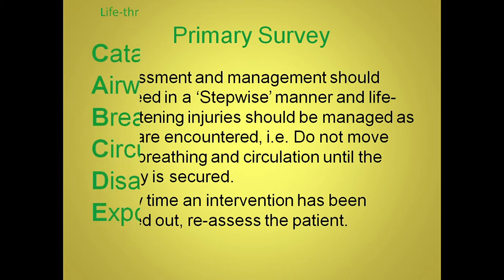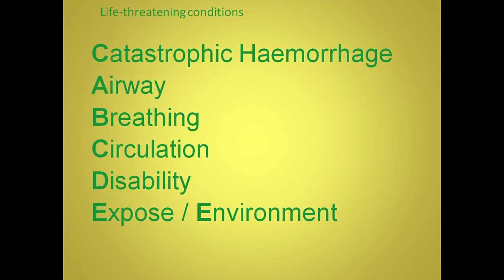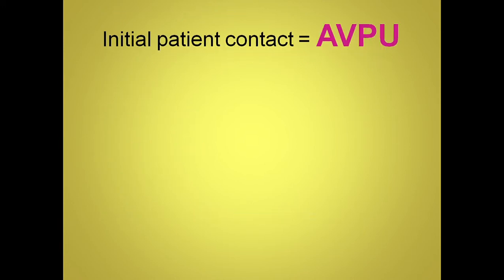So we're going to use a stepwise approach. If we come across a catastrophic hemorrhage, we need to deal with that, and that is potentially the most life-threatening, which we need to deal with quickly, followed by airway problems, then breathing, then circulation, then new onset of disability, and not forgetting expose and examine or environmental issues. So that is the stepwise approach, or the primary survey, that we will follow.